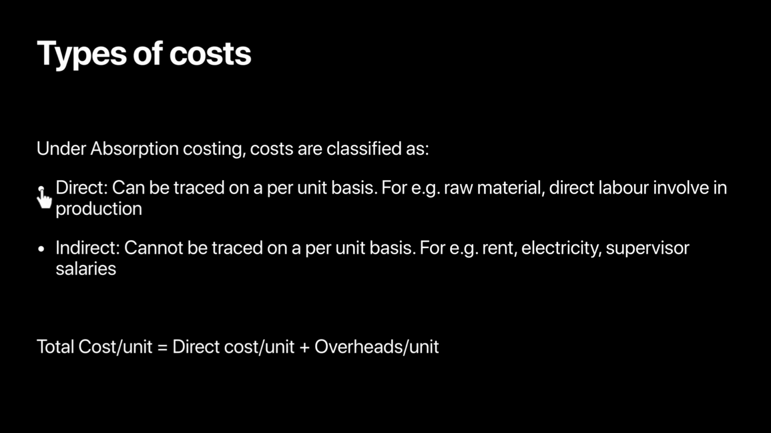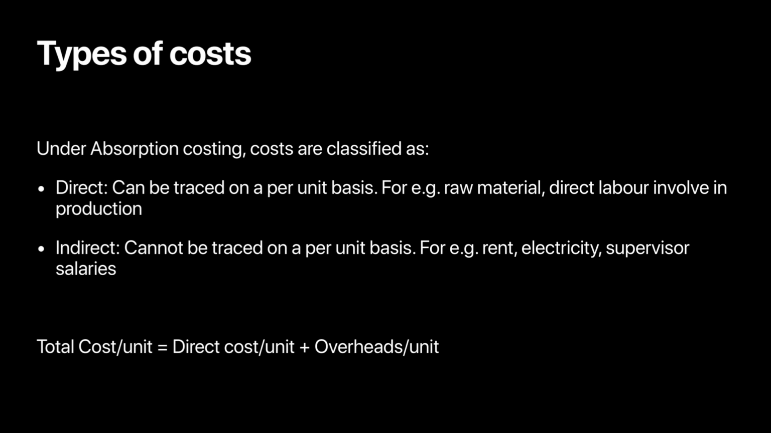So the difference between these two costs is, if you can trace the cost for one single unit, you will classify that as a direct cost, and if you cannot trace the cost directly to the output, then it will be classified as an indirect cost, and it will usually be paid as a lump sum amount. So absorption costing says that the total cost per unit, if the firm were to calculate the cost for one single unit, should be made up of direct cost per unit plus overheads or indirect cost per unit.